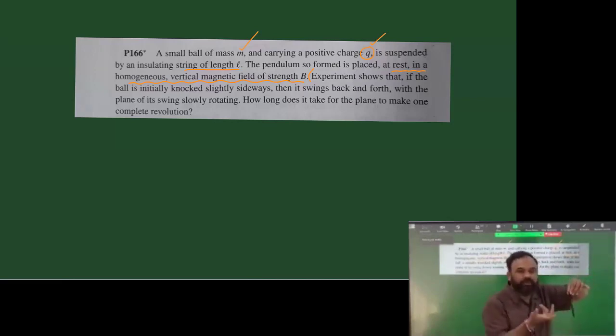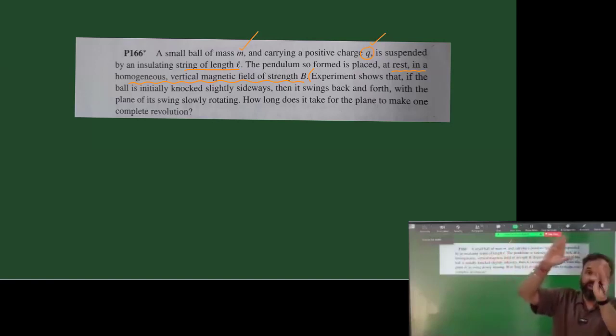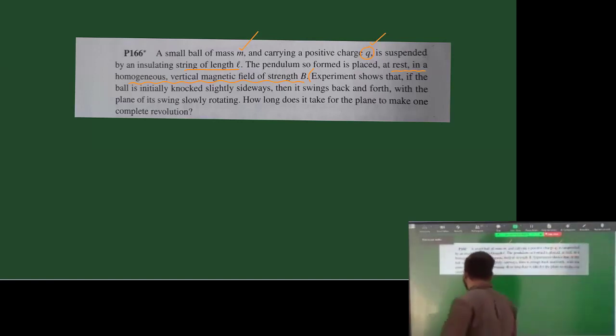So if the magnetic field was not present, it will oscillate, simple pendulum. But if there is a vertical magnetic field, not only will it oscillate, the plane of oscillation will also rotate. Not only will the particle oscillate, the plane of oscillation will also rotate. And that is why he is saying we have to justify why this is happening, how it is rotating, and then comes the actual question for JEE Advanced. How long does it take for the plane which is rotating to make one complete revolution?